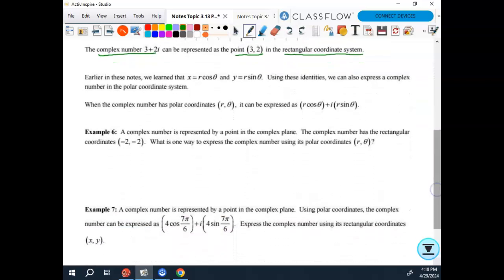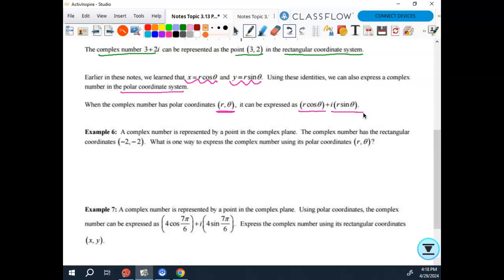Right, so earlier in the notes, when we talked about 313, this has actually come up a few times. We know that x equals r cosine theta, y equals r sine theta. So using these identities, we can also express a complex number in polar coordinate system. When the complex number has polar coordinates r, theta, it can be represented as r cosine theta plus i r sine theta.